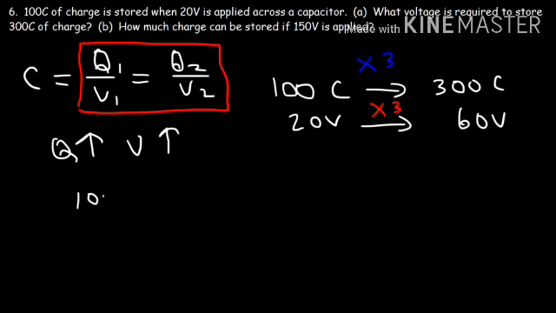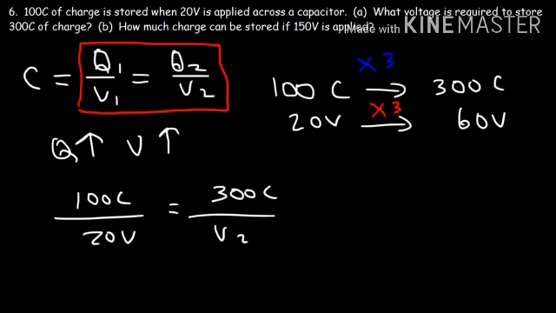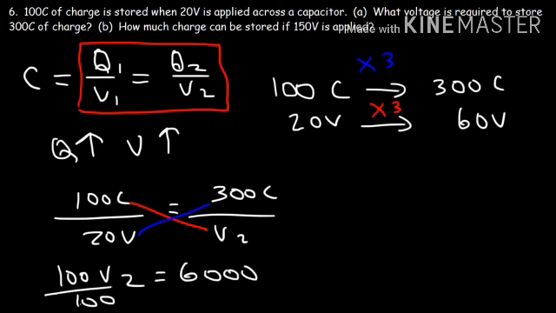Let's say Q1 is 100 coulombs, V1 is 20 volts. Q2 is 300, and we're looking for V2. Let's cross multiply. 100 times V2 is just 100 V2. 20 times 300: 2 times 3 is 6, and then add the 3 zeros. That's going to be 6,000. 6,000 divided by 100 is 60. All you need to do is cancel 2 zeros. So V2 is 60.